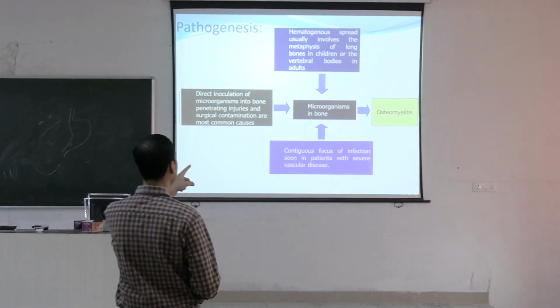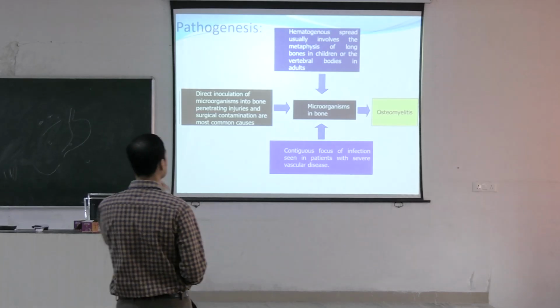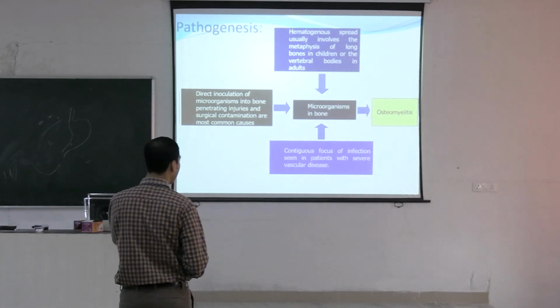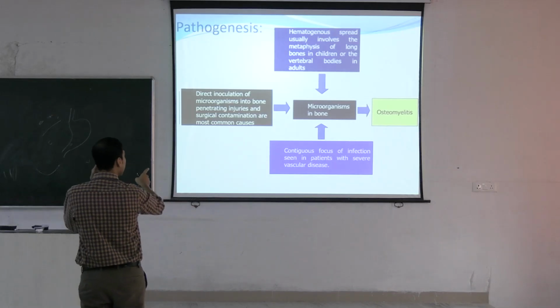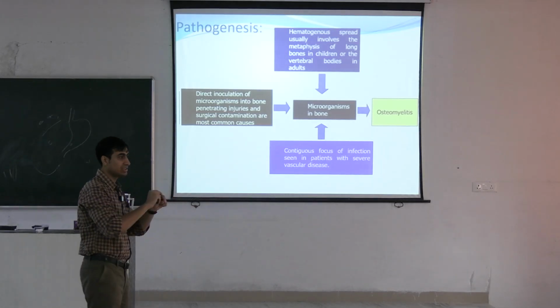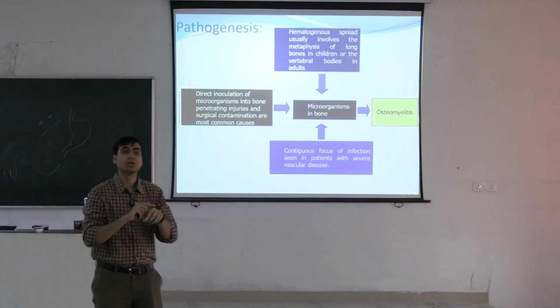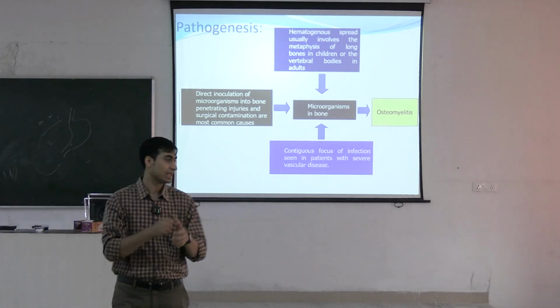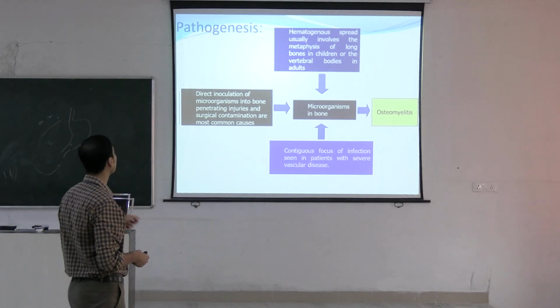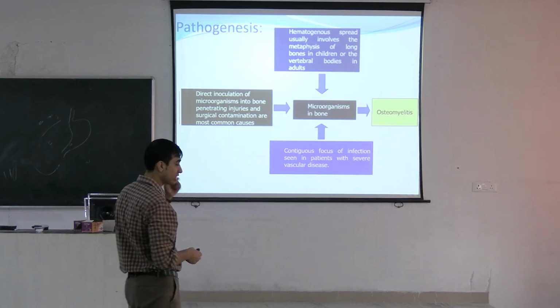Hematogenous spread involves the metaphysis of the long bones in children, and vertebral bodies in adults. Another is direct inoculation of microorganisms into the bone. There is a cut, the bone was exposed for a long time, and microorganisms directly entered into the bone. This is another method. And contiguous focus of infection is seen in patients with severe vascular disease.